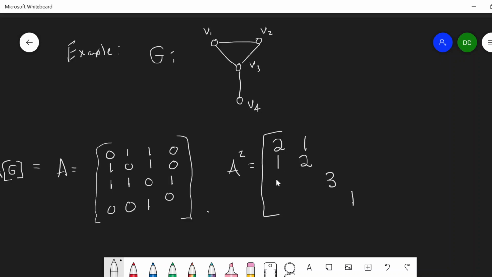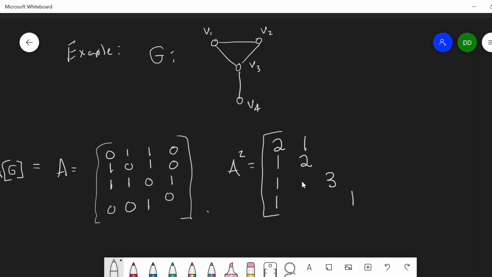So let's see. Now here's the 3, 1. How many walks are there between V3 and V1 of length 2? Again, there's just 1. And we go through and just keep recording the number of walks. So V1, V4 walks of length 2, 1, 2. There's just one of them. So 1 there.